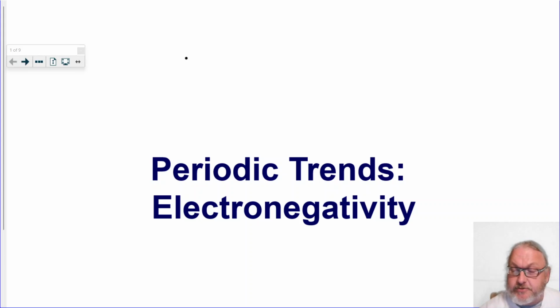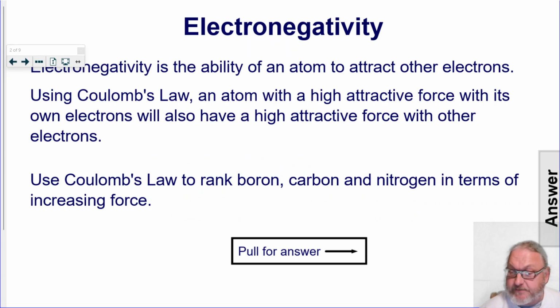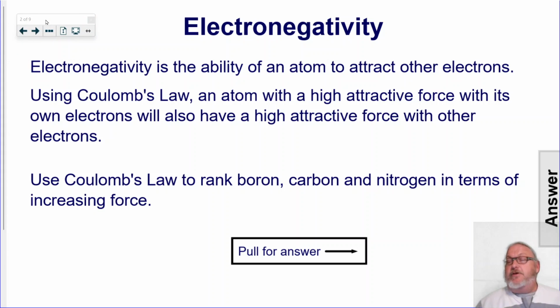Let's talk about electronegativity. So what is electronegativity? Well, it's the ability of an atom to attract other electrons. We talked about ionization energy, which is the ability of the atom to hold on to its electrons and the amount of energy required to pull them off. Electronegativity is a little bit opposite of that. It's trying to steal electrons.